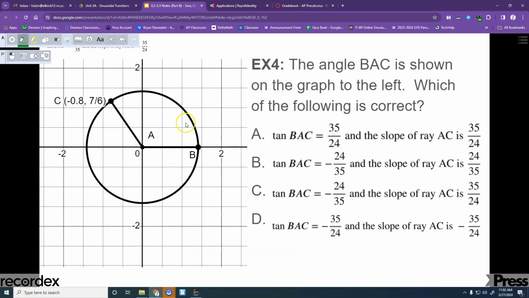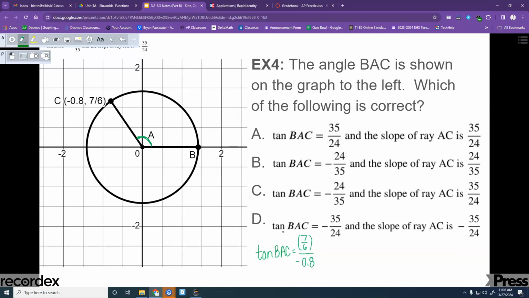Okay. This picture here, the angle BAC, so we're looking at this angle right here, BAC, is shown on the graph to the left. Which of the following is correct? And all of these ask us about tangent. How do we find tangent of an angle? Y over x. So we'll be doing tangent of BAC is going to equal y, which is 7 over 6, divided by negative 0.8.